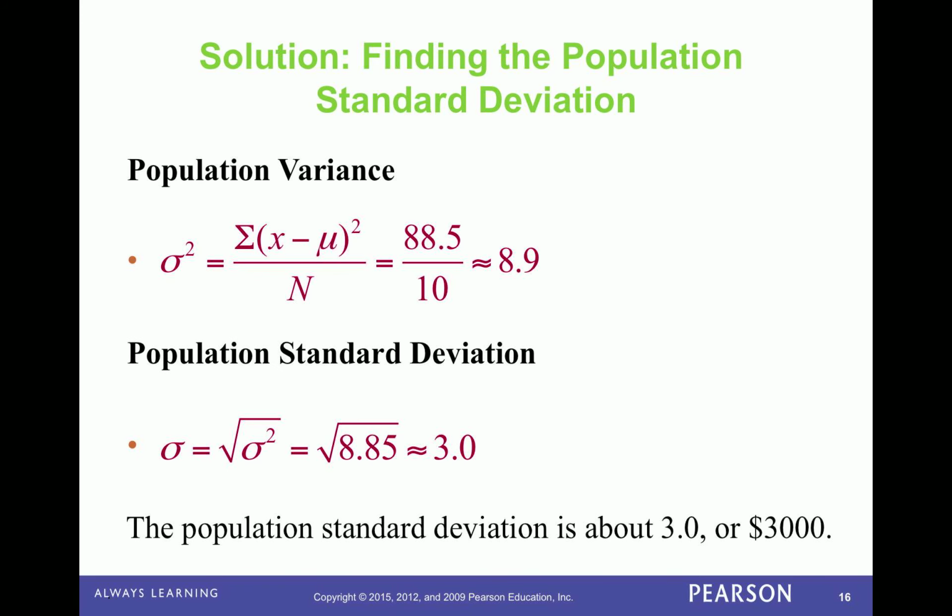The population standard deviation is the square root of the variance. So the population standard deviation is about 3.0, or $3,000 because it's in thousands.